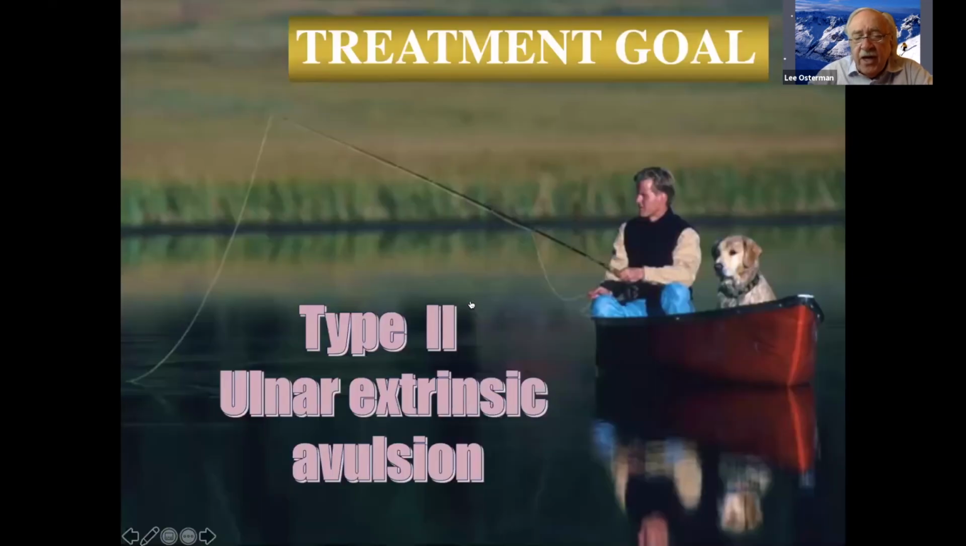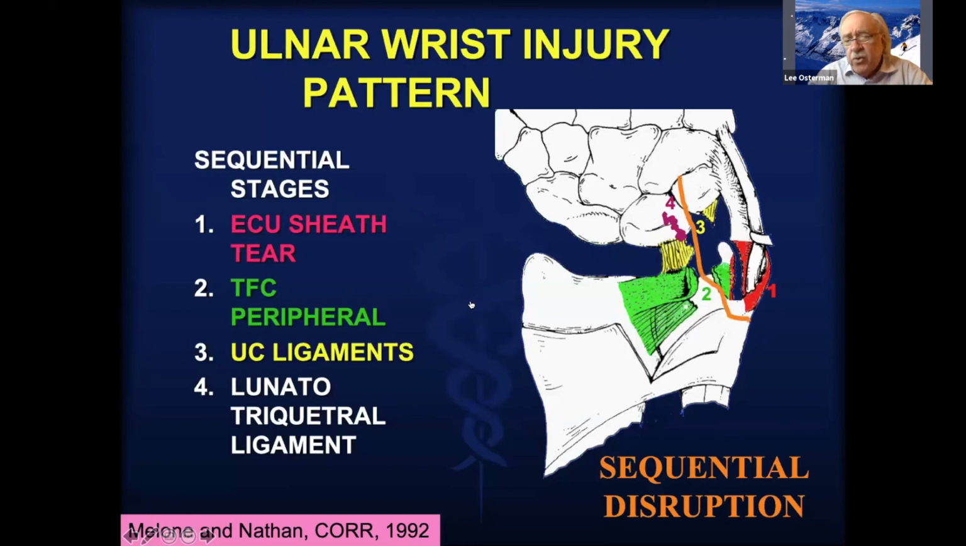Type 2 is the ulnar extrinsic avulsion, and here we have a sequential disruption with the ECU, the peripheral TFC often, and the ulnar extrinsic ligaments. And this requires an open repair after you've made the arthroscopic diagnosis.